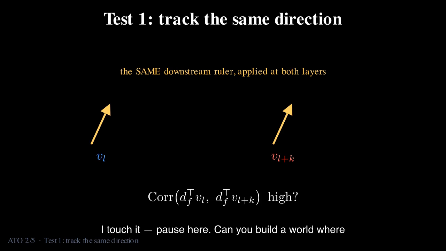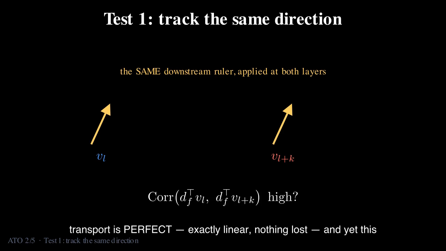Can you build a world where transport is perfect? Exactly linear, nothing lost, and yet this correlation is exactly zero.